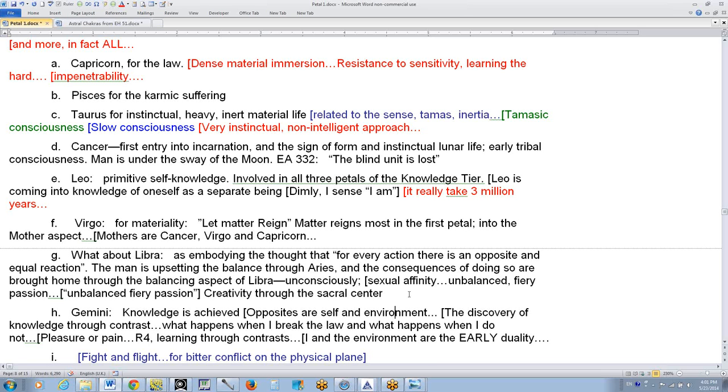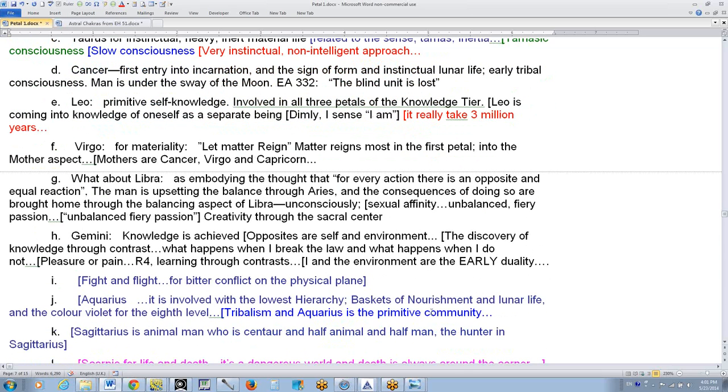Gemini? Well, knowledge is achieved. The opposites here are the self and the environment. It's not the higher self and the lower self. It's what I'm dimly sensing myself to be and what the factual environment is. So there's the discovery of knowledge through contrast. What happens when I break the law and what happens when I do not? So the alternation between extremes. There's pleasure, there's pain. Those are two pretty big ones in this first petal process. The ray 4 is involved through Mercury. Learning through contrasts. I think it's still a good way to learn. If you want to know what something is, define its opposite.